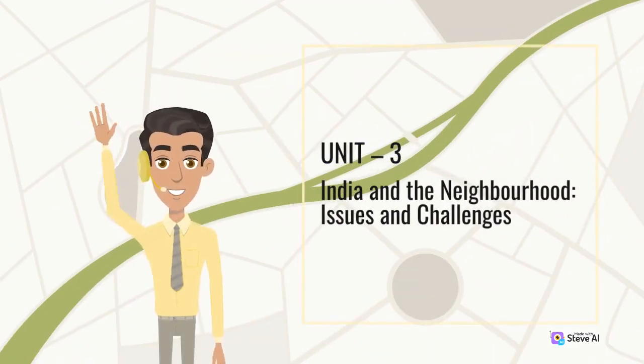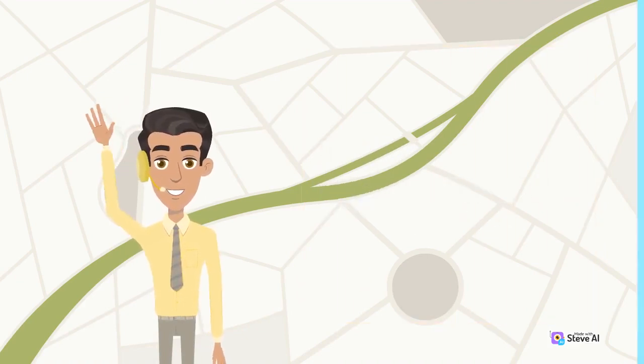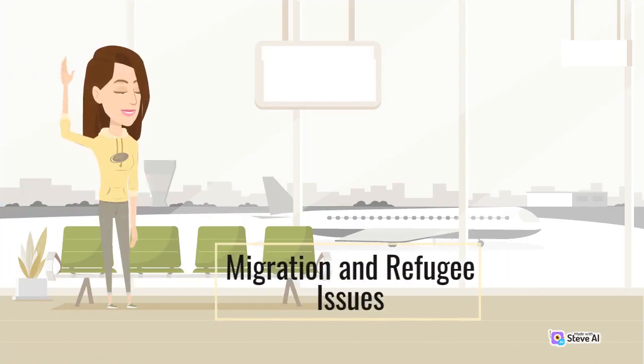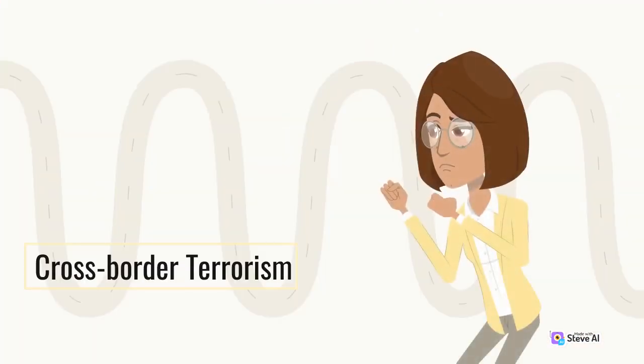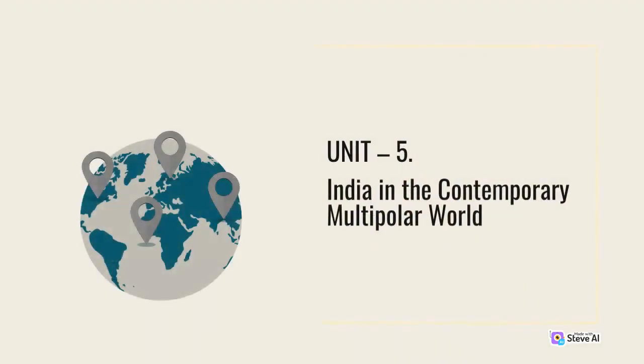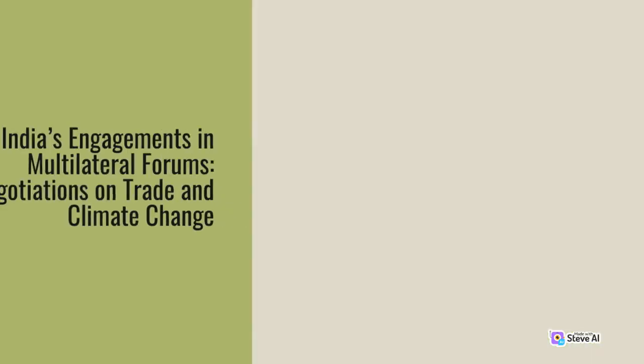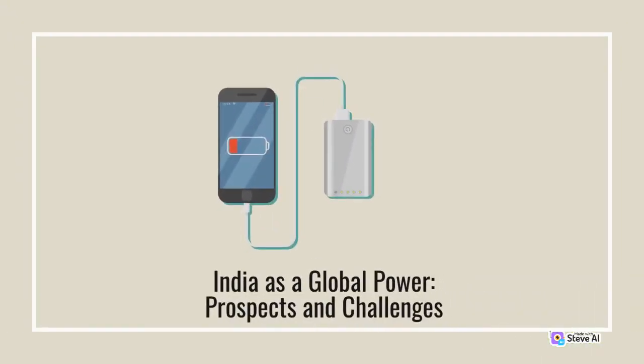Unit 3: India and the neighbourhood, issues and challenges. Border disputes. Migration and refugee issues. Cross-border terrorism. Unit 5: India in the contemporary multipolar world. India's engagements in multilateral forums, negotiations on trade and climate change. India as a global power, prospects and challenges.